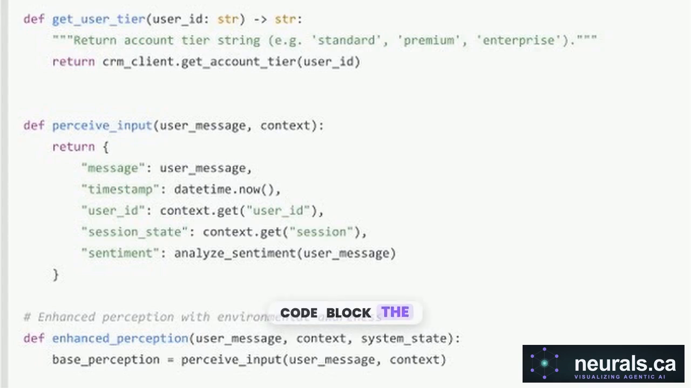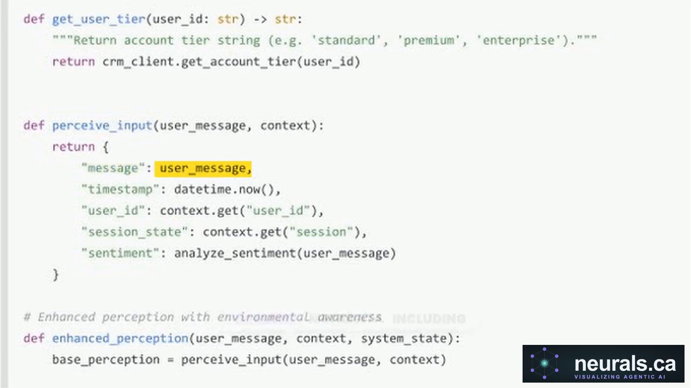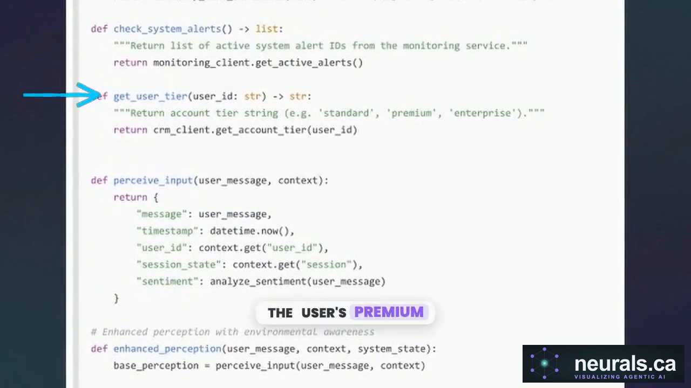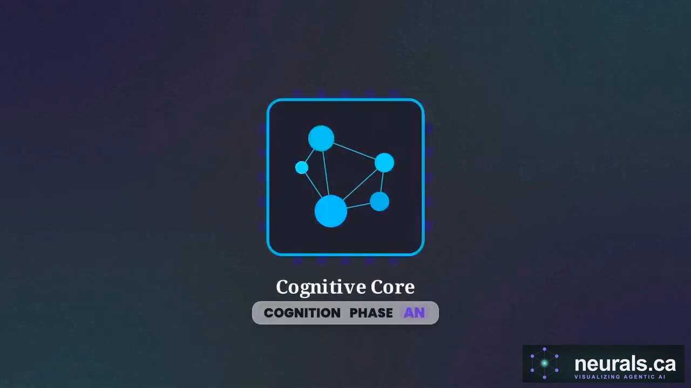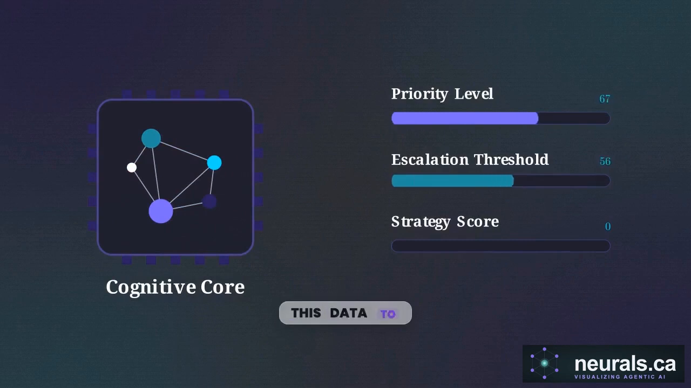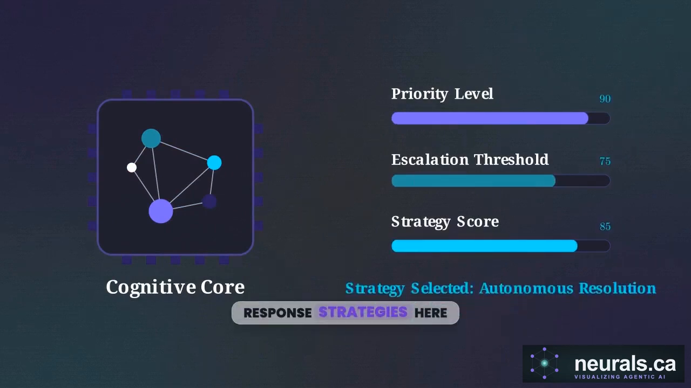In this code block, the agent transforms raw input into a structured state, pairing the message with environmental context. It extracts metadata including the user's premium tier, current session data, and active system alerts from the network. Once the context is structured, the agent moves into the cognition phase. An LLM-powered core uses this data to calculate an escalation threshold and evaluate response strategies.